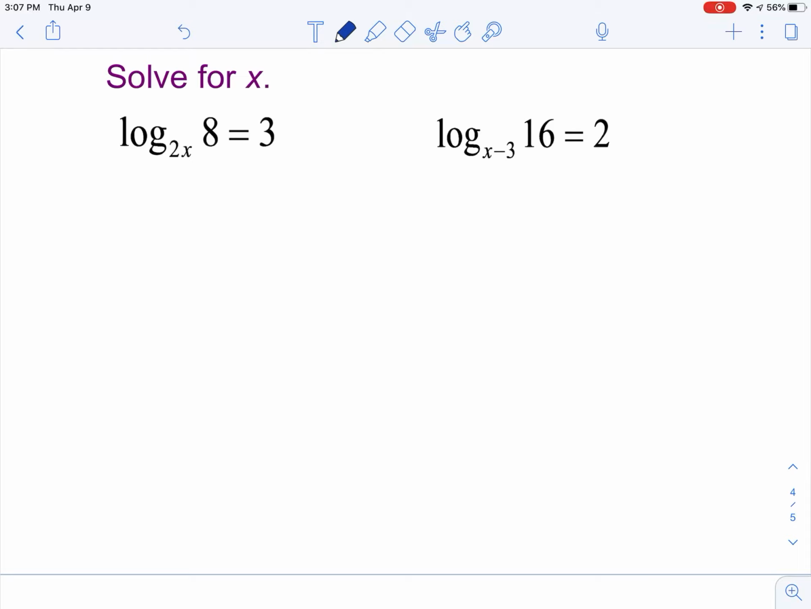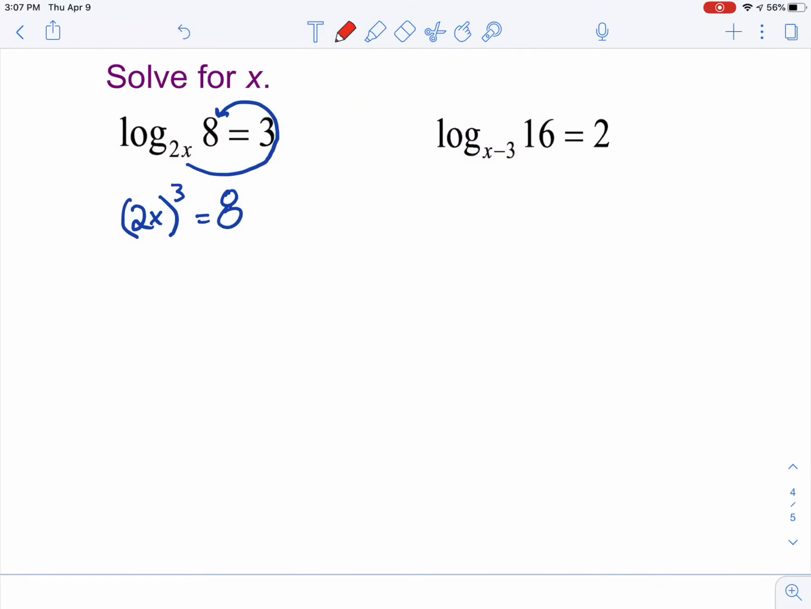All right. Now, you notice this one's a little bit different because our variable is in our base. And I still only have one log, which means I'm going to change this to exponential. So my base is 2x, to the third equals 8. 2x, I have to put that in parentheses, to the third equals 8.